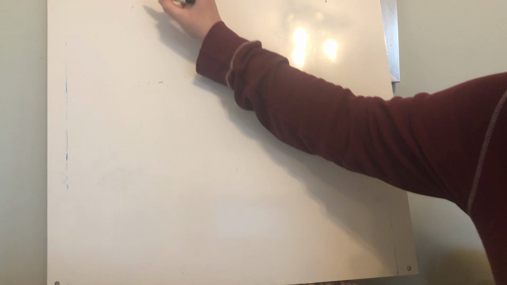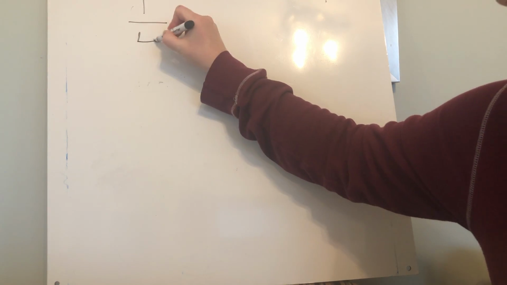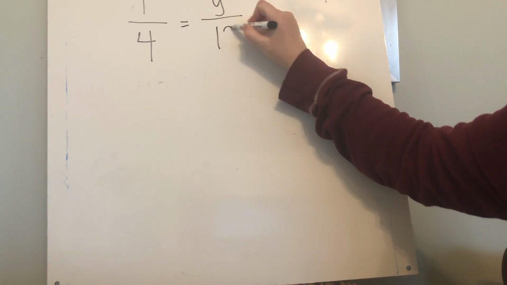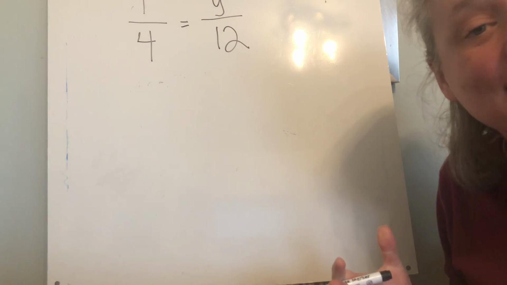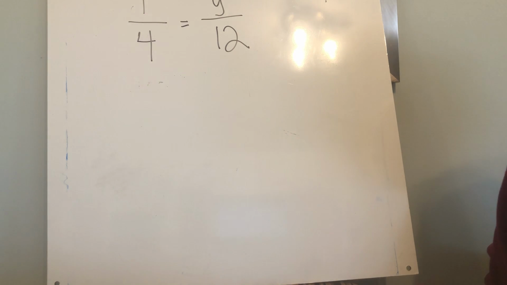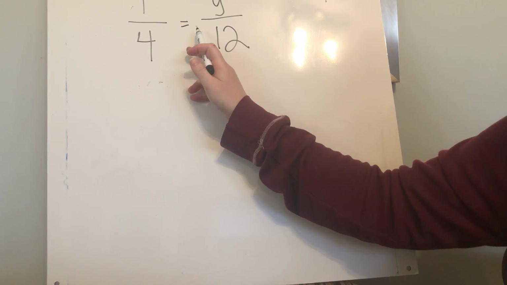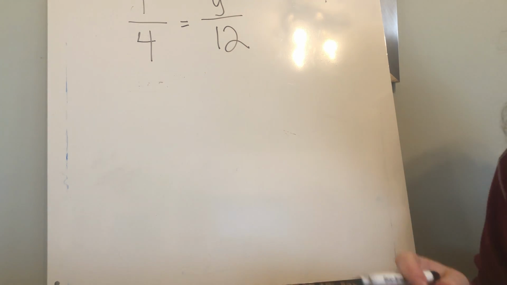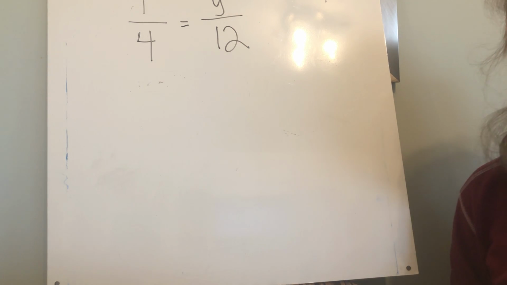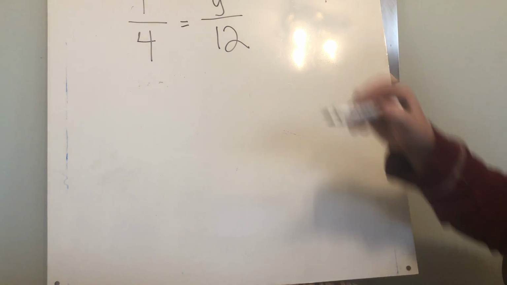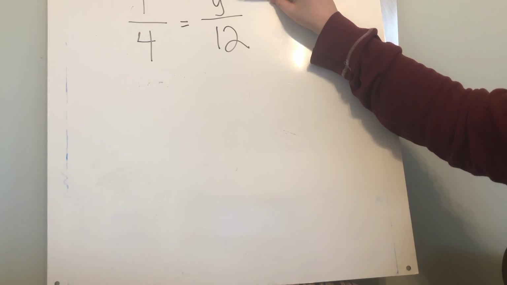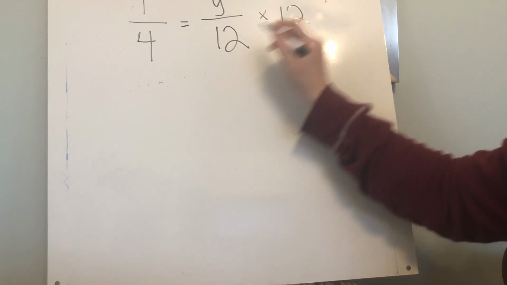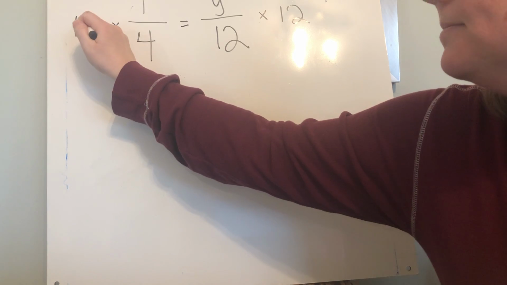Okay, new problem. Same idea, I just put some fractions in there. 1/4 equals y divided by 12. Well, it's still a division equation, so we can still multiply to solve. My y is divided by 12, so I can multiply both sides by 12.